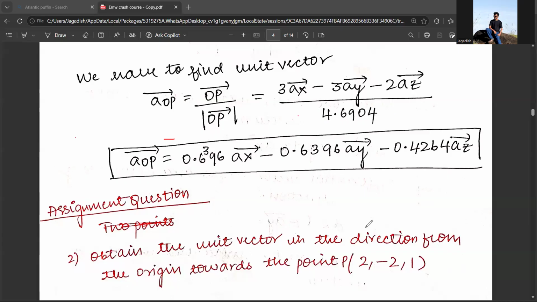You have to divide by 3. So 2 divided by 3 in AX direction, minus 2 divided by 3 in AY direction, plus 1 divided by 3 in AZ direction.